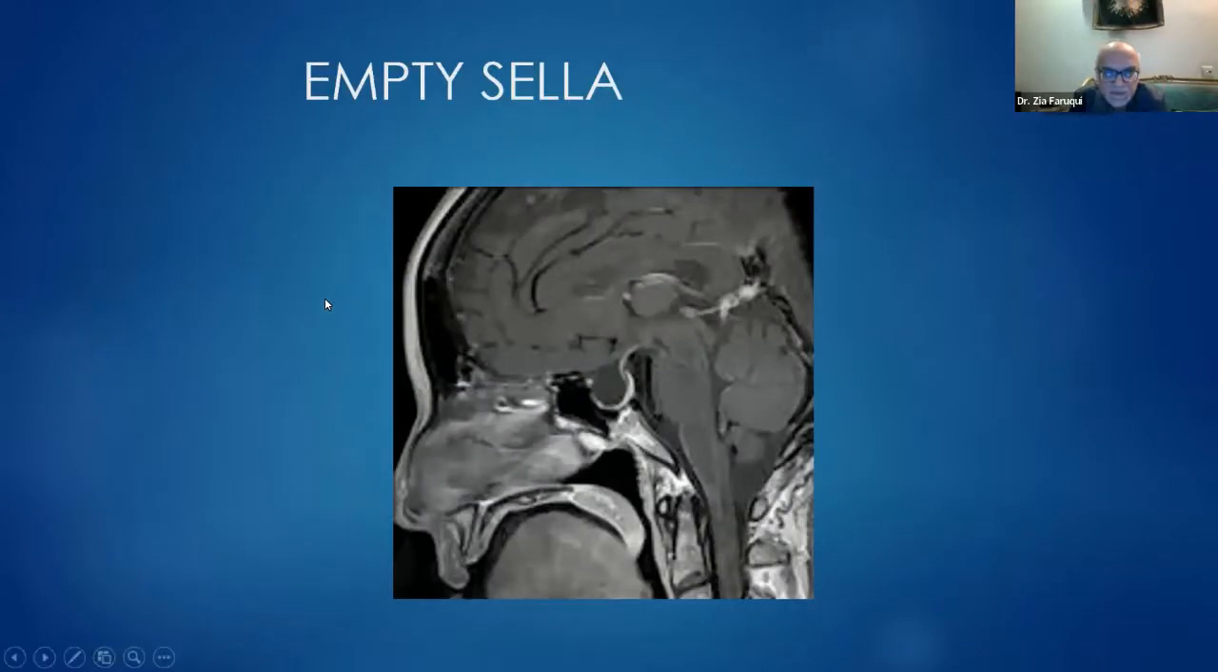Another important variant which we see very commonly is the empty sella. Basically, what happens is that the suprasellar diaphragm becomes patulous, and because there's higher pressure of the CSF superiorly, the CSF starts to herniate into the pituitary fossa. The pituitary gland may either be absent, or as in this case, you can see there's a very thin rim of normal pituitary remaining. The infundibular stalk may be pushed back.